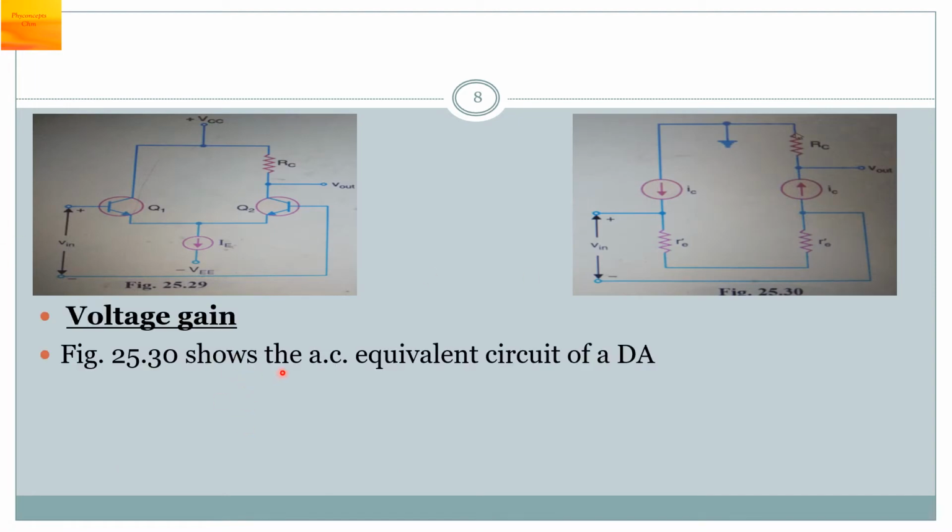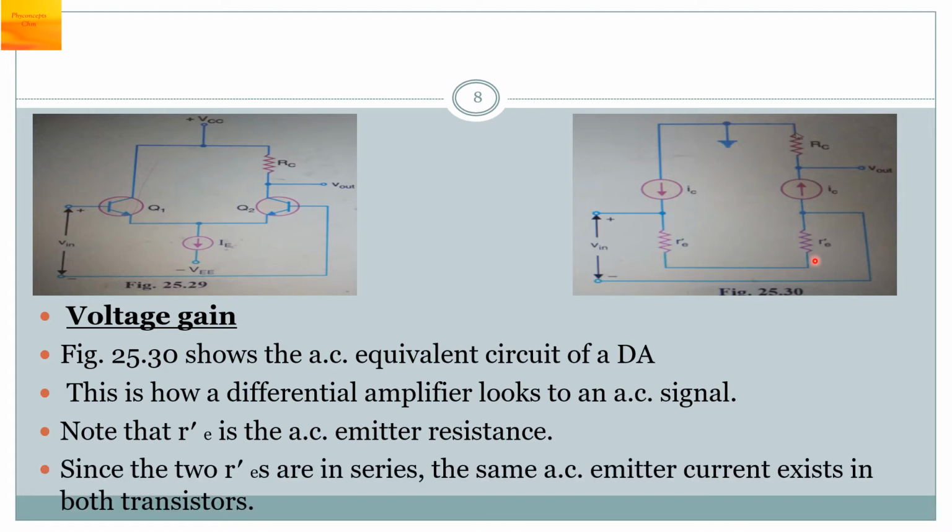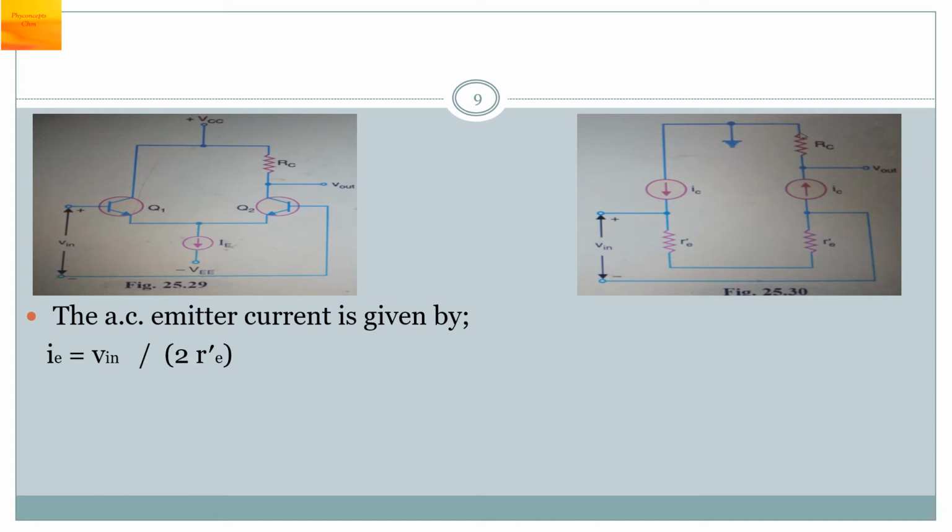Voltage gain. RE dash is the AC emitter resistance. This is RE dash. Since the two REs are in series, the same AC emitter current exists in both the transistors. The AC emitter current is given as ie is equal to vin upon 2 RE dash. Note that these are AC, so AC is indicated by small letters.